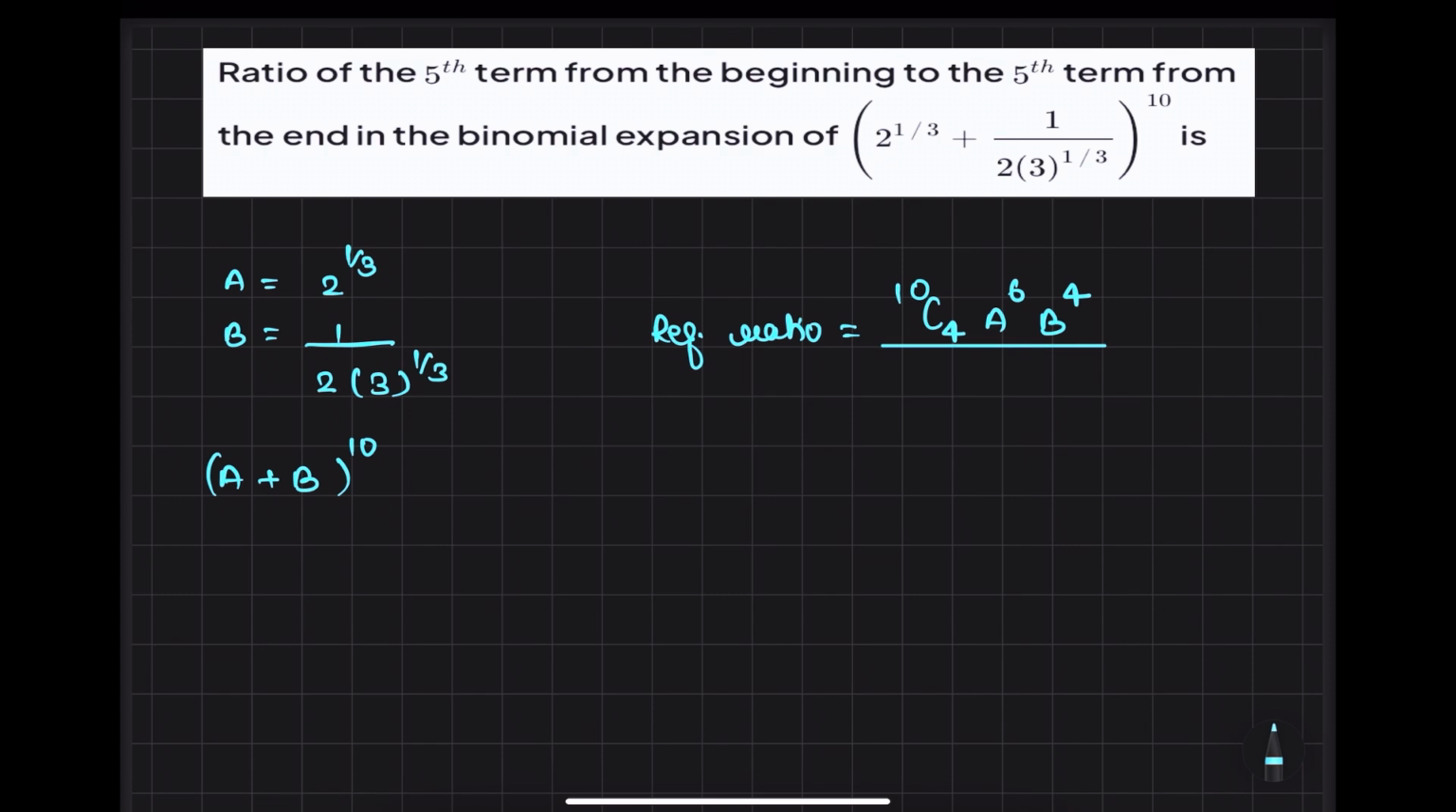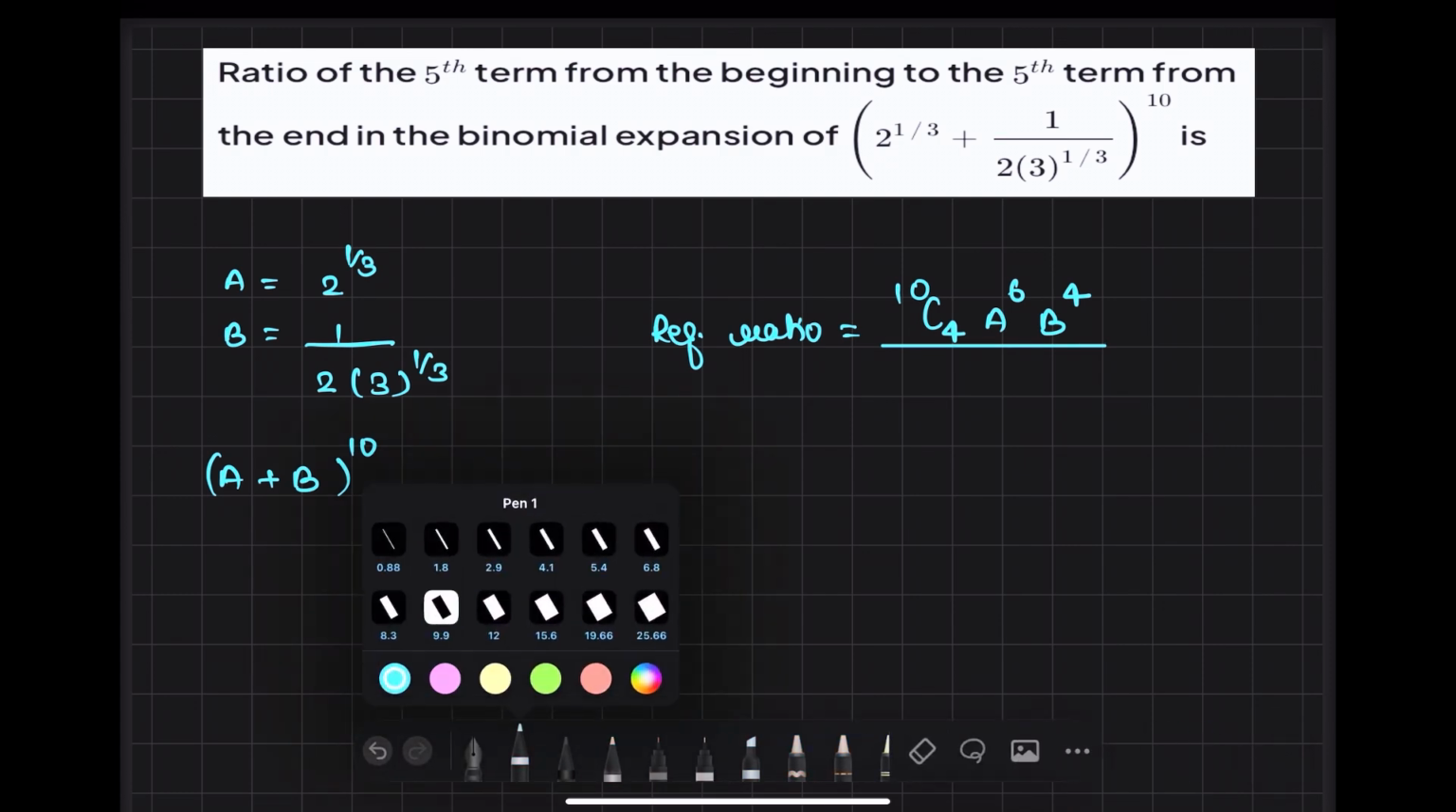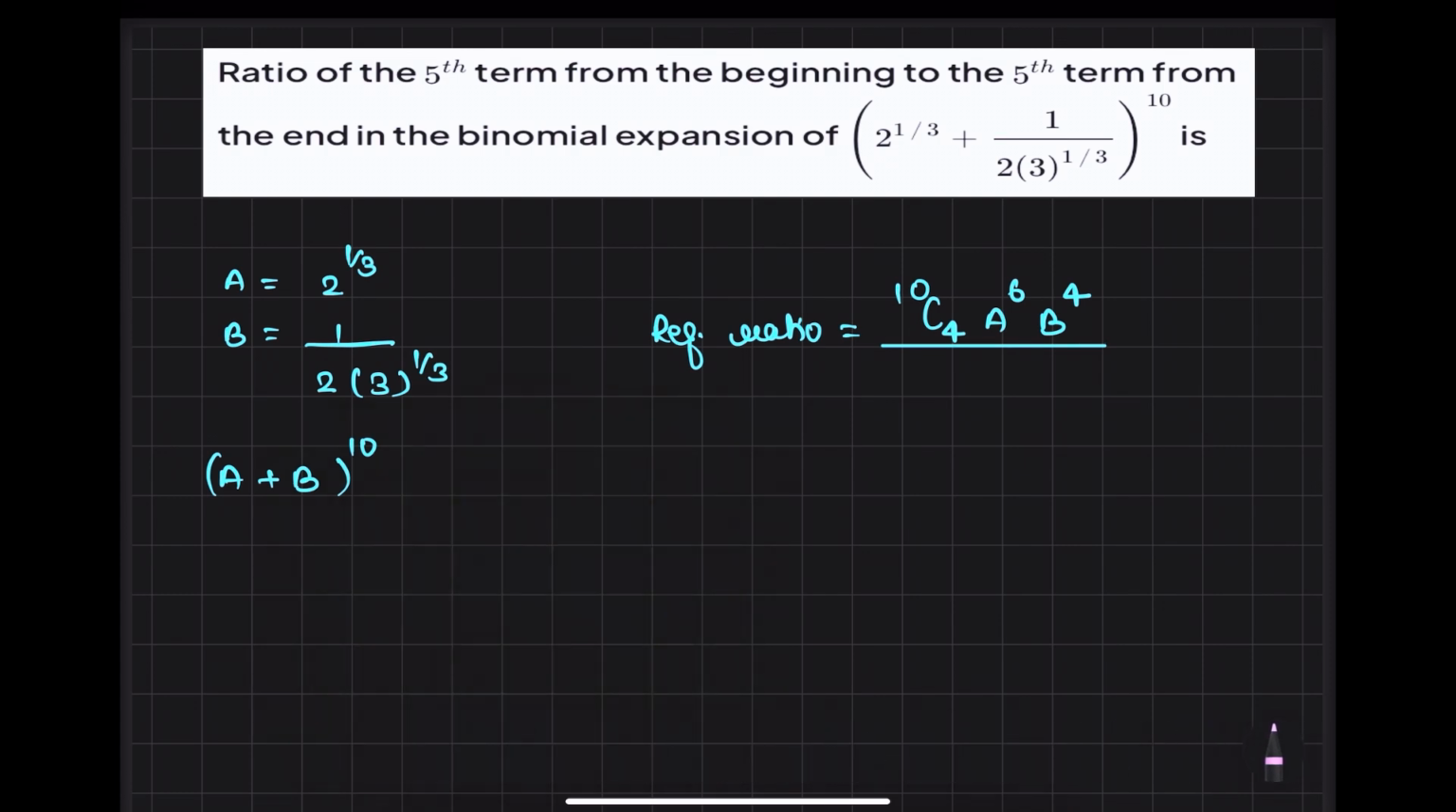Correct? Now for the fifth term from the end, we will just interchange the location of a and b. We will treat b as the first variable and a as the second variable, and we get things done. So the fifth term from the start of this becomes the fifth term from the end of that. So it will become 10c4 b a. Now a will take power 4 and b will take power 6.